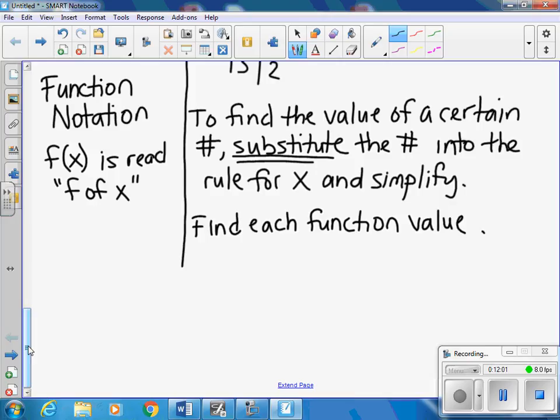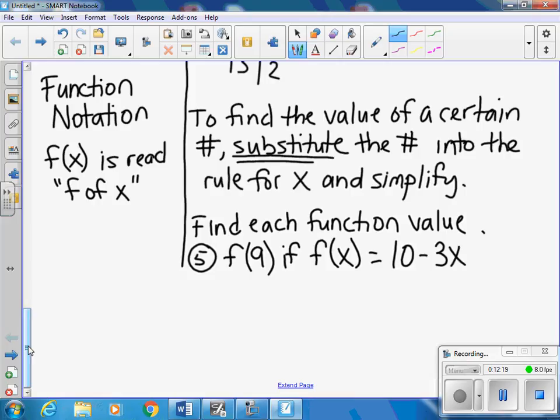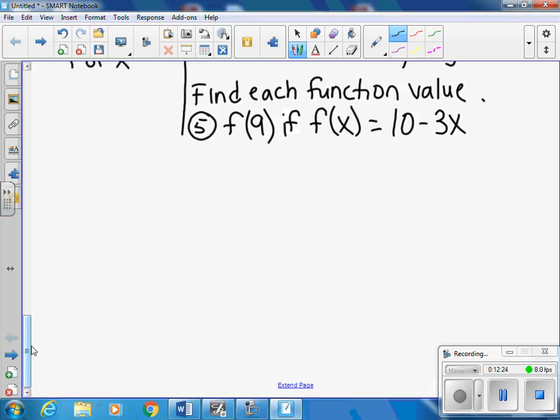Number 5. Here's what the problem is going to look like. It's going to say find f of 9 if f of x equals 10 minus 3x. You'll notice that you've been given a couple things in this problem. You've been given a value in the parentheses instead of the letter x, that number 9, and you've been given the actual function f of x equals 10 minus 3x. This 9 right here is in place of the x. That's what you're going to substitute in for the x over on the right-hand side.